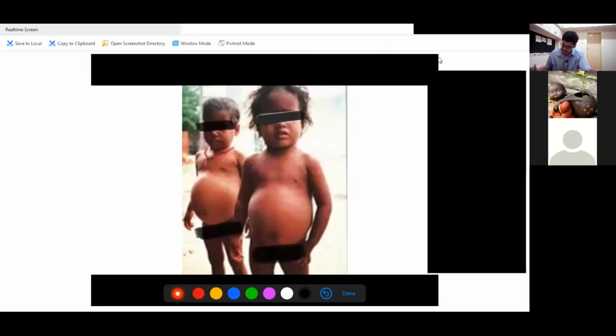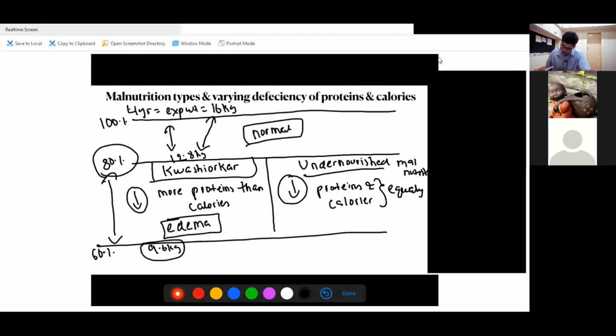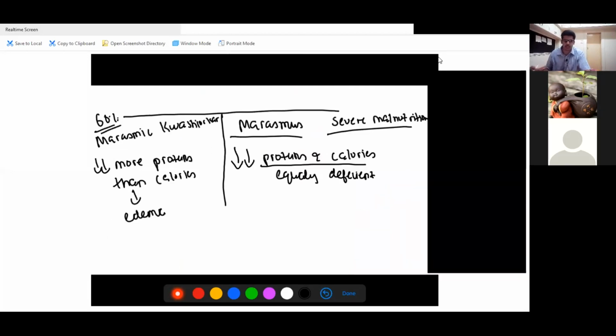Now why not marasmus? Because there is edema. Look at the edema. This edema is only seen in which diagnosis? It is seen in Kwashiorkor or in marasmic Kwashiorkor. So the answer should have been Kwashiorkor.